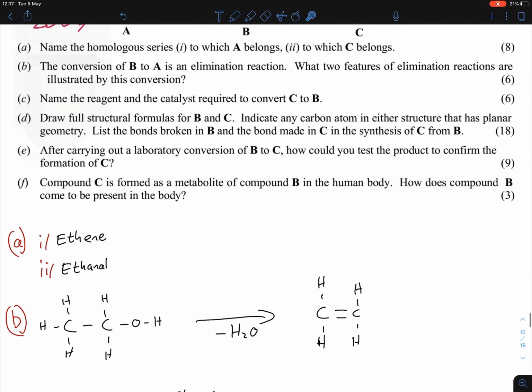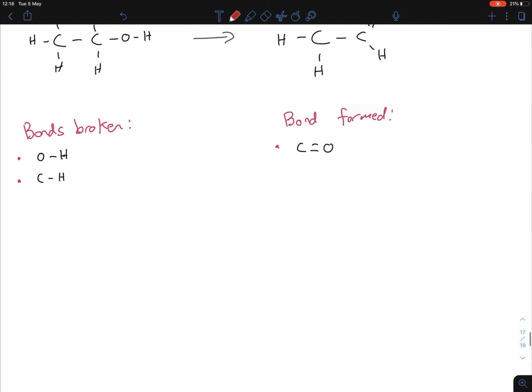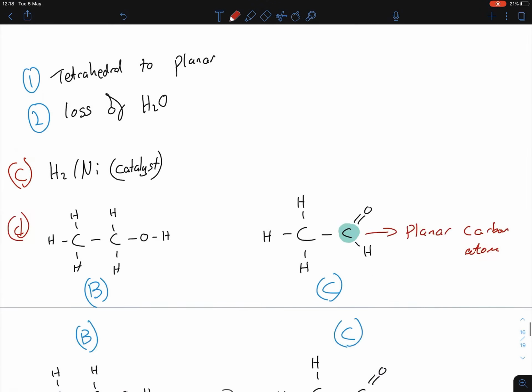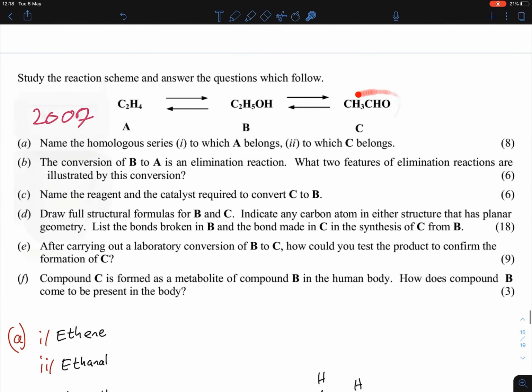Okay guys, let's have a look at E. E goes down here, nearly there. So for E, after carrying out the lab conversion of B to C, how could you test the product to show that C was present? Well, there's a couple of different ways you could do it. If we oxidize C, an aldehyde, we get ethanoic acid, a carboxylic acid in general.